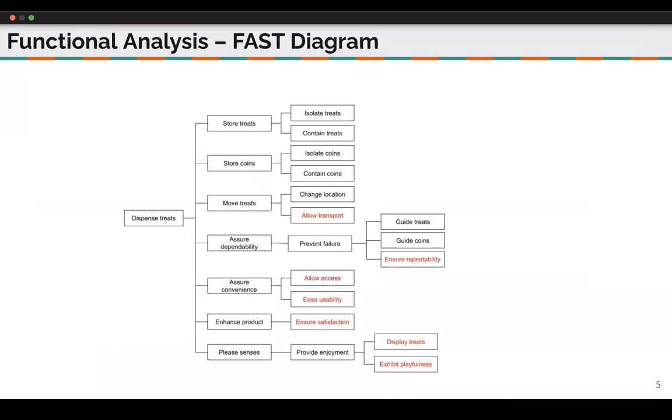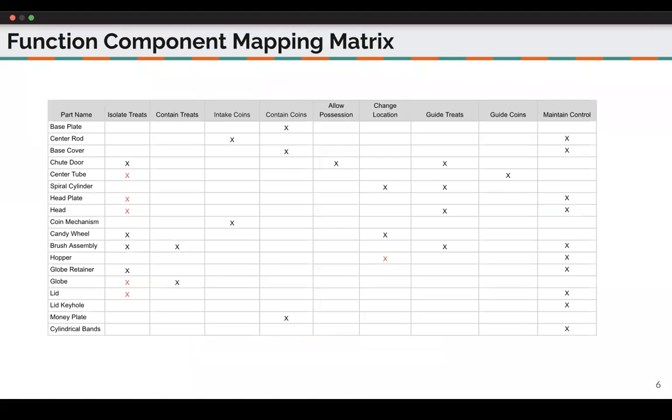On the screen, you can see our FAST diagram with our primary function being to dispense treats. And in red, you can see that we further clarified what some of our supporting functions are. Our function component mapping matrix helps understand the functions for all of our components. And you can see most importantly that we have to focus on dispensing treats and maintaining control.